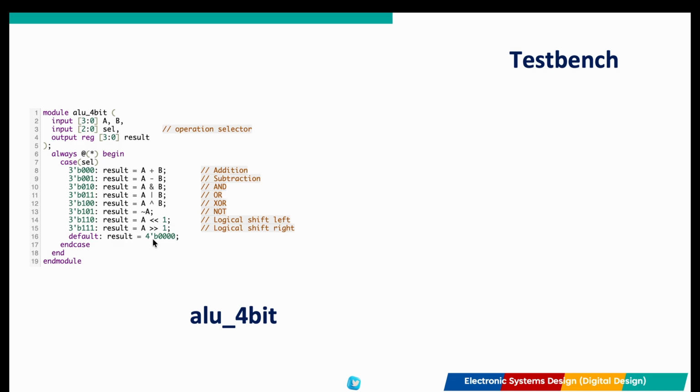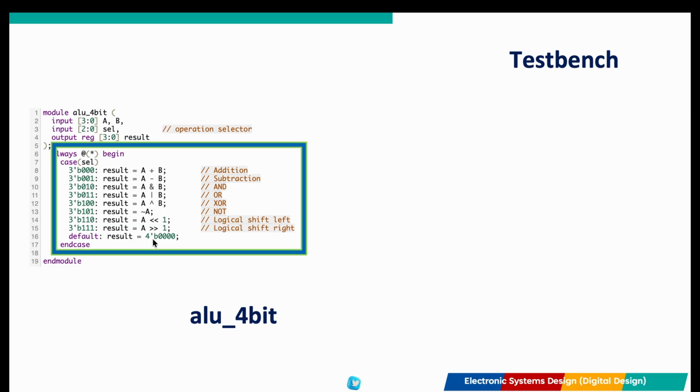Look at our model ALU_4-bit here. We have two 4-bit data inputs, A and B, and a 3-bit selector called select, or SEL. The selector acts like a remote control, choosing one of the 8 possible operations. Inside the always block, we use a case statement to define our instruction set. At 000 and 001, we perform basic arithmetic, addition and subtraction.